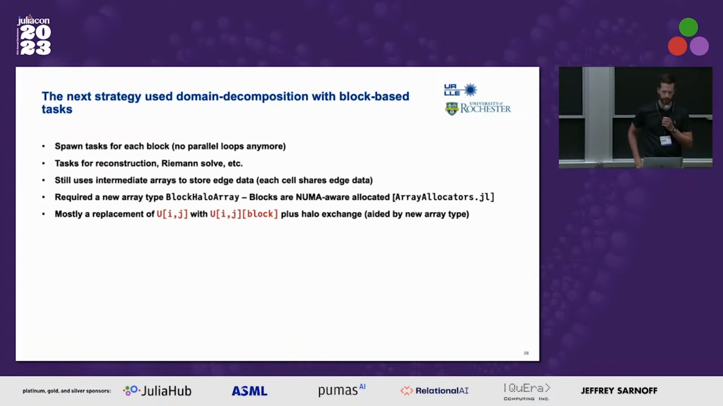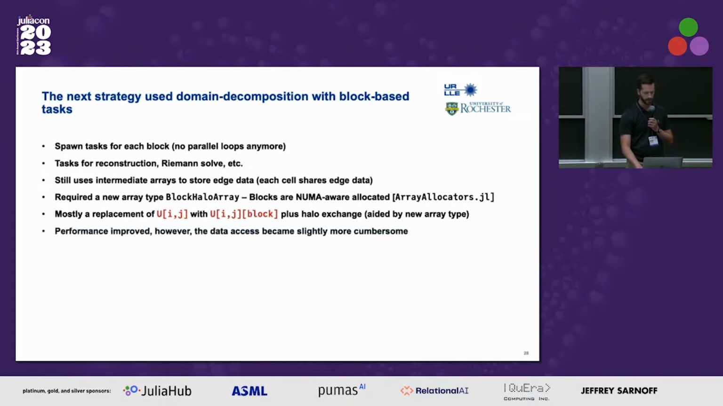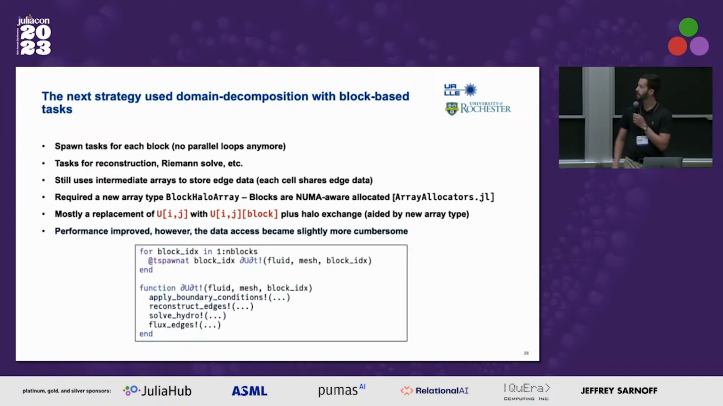This primarily required a new array type, the block halo array. These are NUMA aware allocated. In terms of adjustments to the code, it was pretty simple, just a little bit more cumbersome due to having to know which block you're in. And here's some pseudocode. You basically loop over the number of blocks and you spawn a new thread for that particular block. And inside that, you just call the 4 different tasks that you need to do to solve the problem.